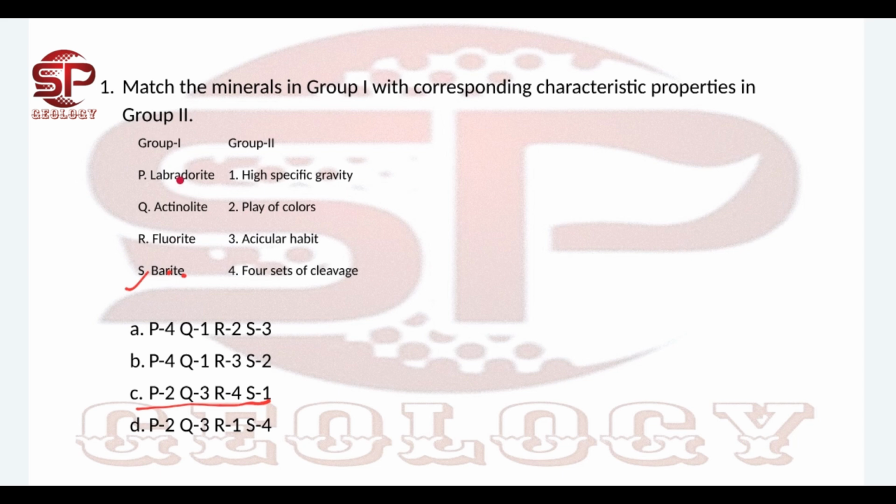But you can check the others. Labradorite shows a clear color play, that is called labradorescence. Then actinolite has acicular habit. Then fluorite shows four sets of cleavage. Fluorite, diamond, stilbite also have four sets of cleavage. Answer will be C.